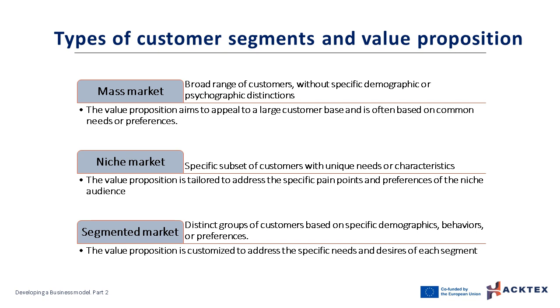Niche market. Niche market segments focus on serving a specific subset of customers with unique needs or characteristics. The value proposition is tailored to address the specific pain points and preferences of the niche audience. Segmented market. Segmented market segments divide the overall market into distinct groups based on specific demographics, behaviors, or preferences. The value proposition is customized to address the specific needs and desires of each segment.